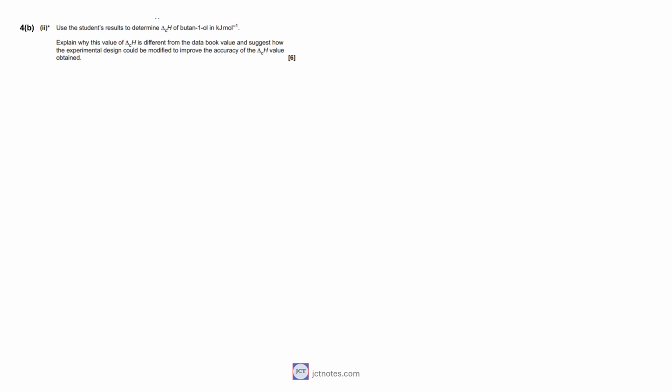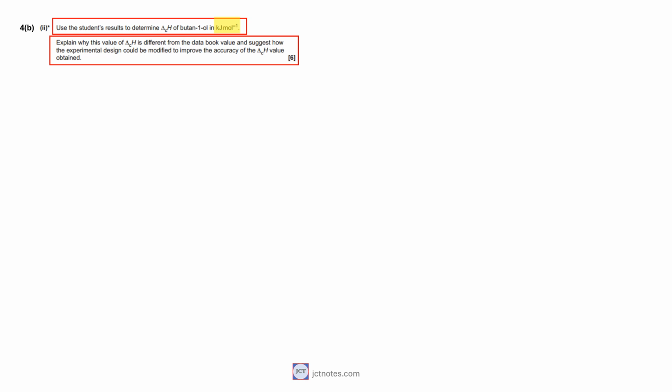In the second question of Part 4b, we are asked to use the student's results to determine the enthalpy change of combustion of butan-1-ol in kilojoules per mole. We are also asked to explain why this value is different from the data book value and suggest how the experimental design could be modified to improve the accuracy of the enthalpy change of combustion value obtained.